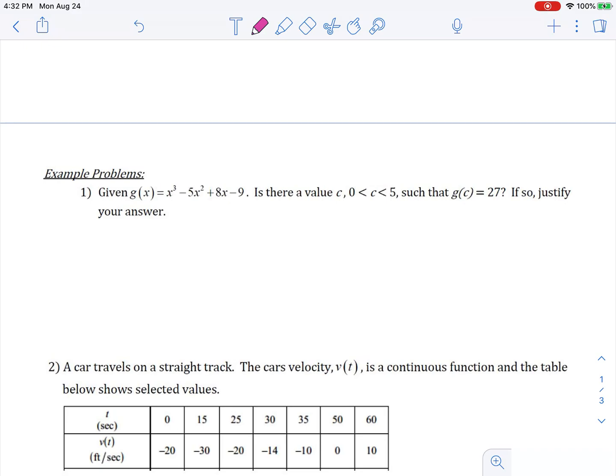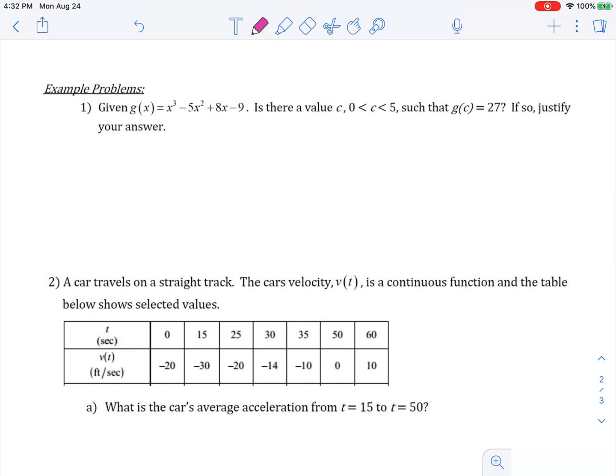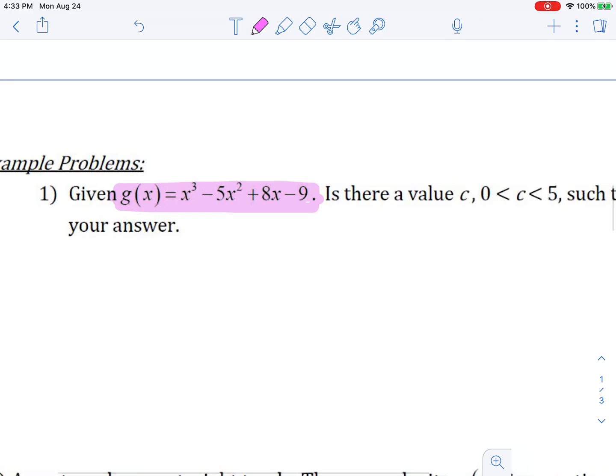All right. So, real scenarios, like what you would see on a multiple choice or a test question, or maybe an assessment, a summative, or an AP question. First, let's look at this function. G of x equals x cubed minus 5x squared plus 8x minus 9. The first thing we need to know is, is that function continuous? Absolutely. You need to relook at your family of functions. An x cubed graph goes like that, and that is continuous.